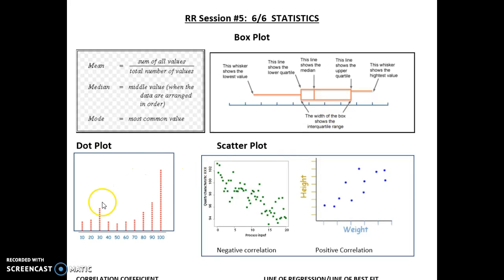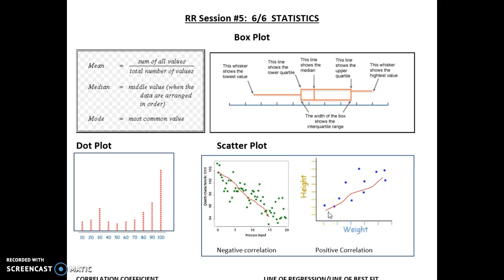A dot plot, I just wanted to remind you what it looks like. We don't necessarily do a lot with these, but it is convenient if we're trying to put numbers in order. And then a scatter plot always has an X and a Y axis labeled, and it's just dots randomly placed. If it looks like there's a line of regression or a line of best fit going in a downward motion, like a negative slope, it has a negative correlation or a negative relationship. And right here, this would have a positive relationship because it starts low and looks like a positive slope.